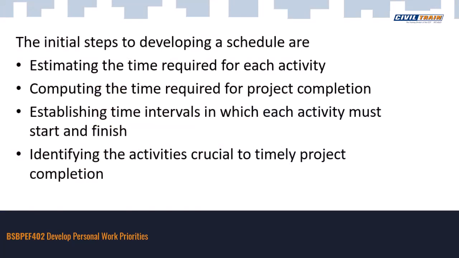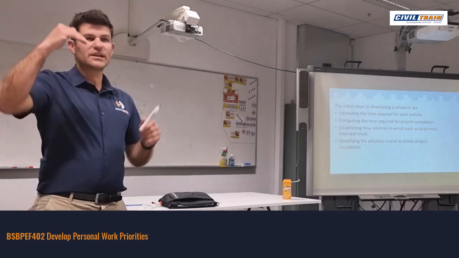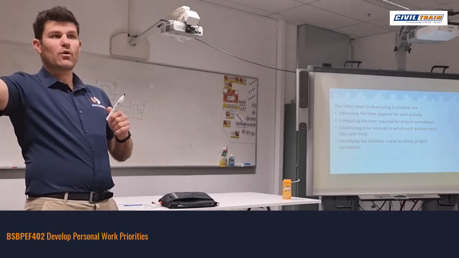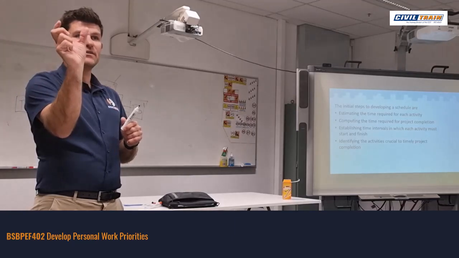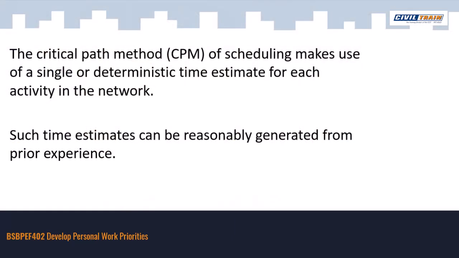Computing the time required for project completion, establishing time intervals in which activity must start and finish, identifying the activities crucial to timely project completion. And no doubt, once we see that visually, it's really easy to see what the last day was, what each chunk of activity we should take, and when it should finish. The critical path method of scheduling makes use of a single or deterministic time estimate for each activity in the network. Such time estimates can be reasonably generated from prior experience.